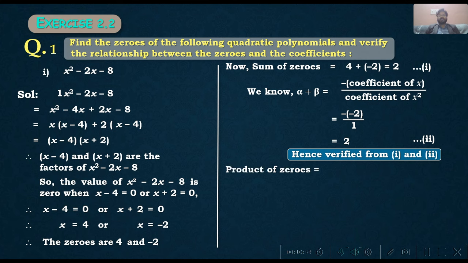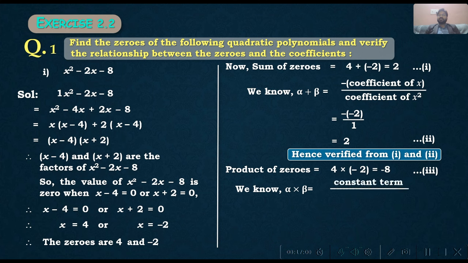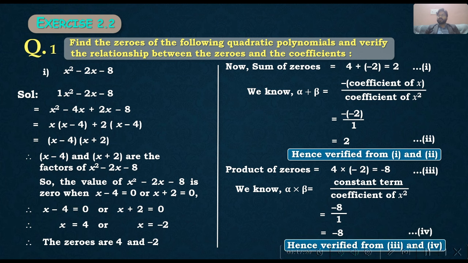Now product of zeros: 4 into minus 2, alpha is 4 and beta is minus 2. So 4 into minus 2 is minus 8. Now we know that alpha into beta is equal to constant term upon coefficient of x square, that is c by a. So c is minus 8 upon coefficient of x square, which is 1. So its value will be minus 8. So equation 3, let us consider this equation 4. Equation 4 hence verified.